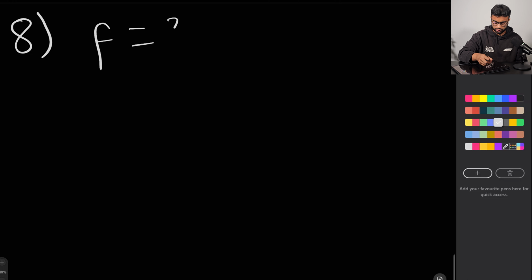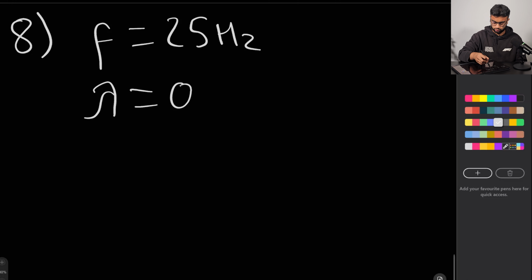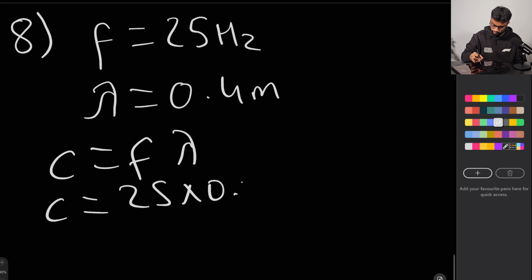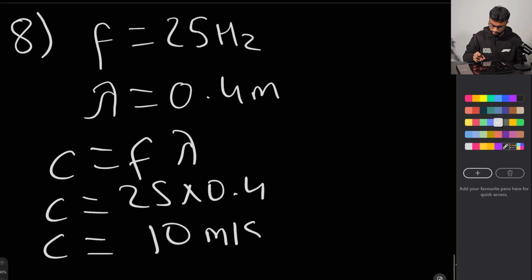Question 8 tells us to calculate the wave speed of a wave with frequency of 25 hertz and a wavelength, which you can write as lambda, this symbol, of 0.4 meters. And we can apply these to the formula C equals F lambda, where C is the wave speed. So we can say that the wave speed is equal to 25 times 0.4. And then we can just work this out. C is equal to 10 meters per second, and that is the wave speed of this wave.